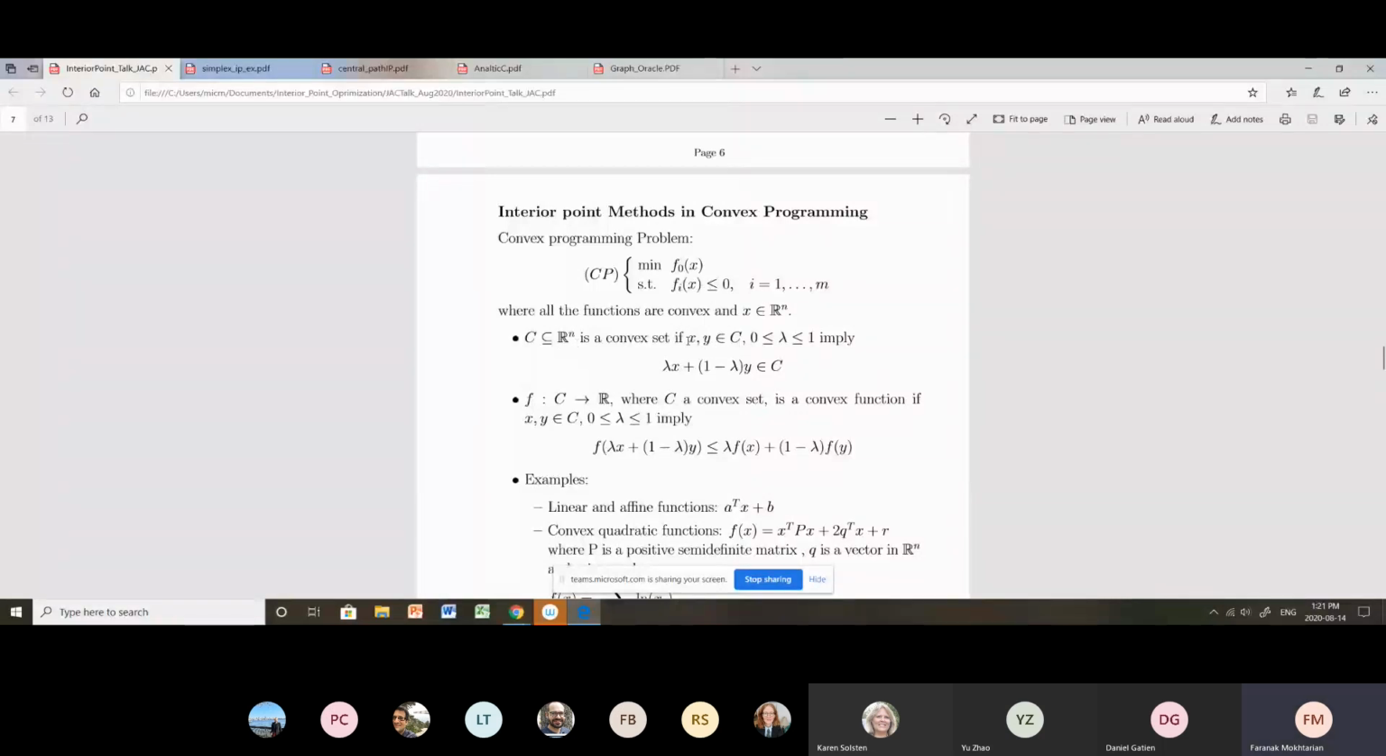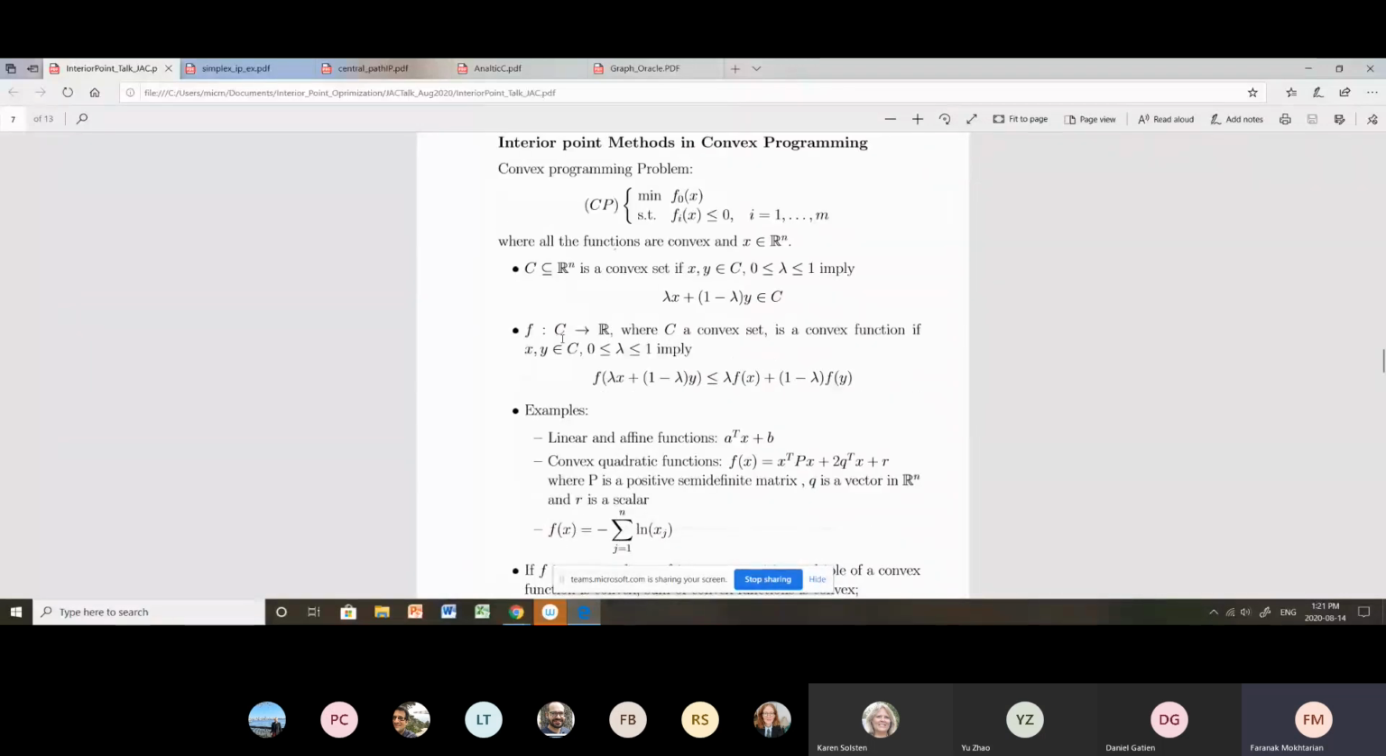What do we mean by a convex set? If 2 points are in the set, the line segment joining them should also be included in the set. And the functions are convex in the sense that they have to have this property. If we take a convex combination of 2 points and evaluate the function at that, it should be less than or equal to the convex combination of the images. In R, if y is a function from R to R, y equals x^2, y equals minus ln of x, y equals e^x, they are all convex functions.